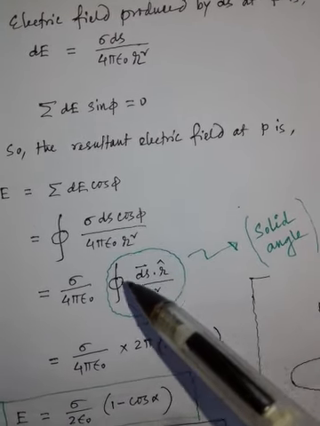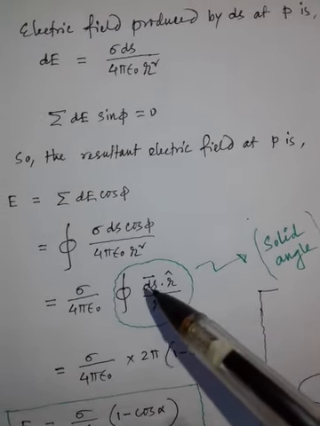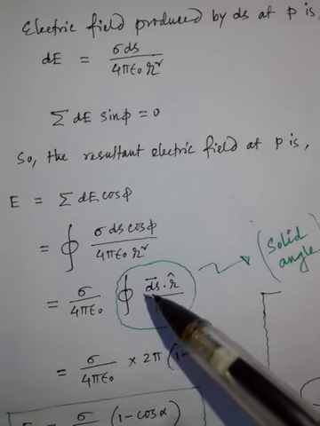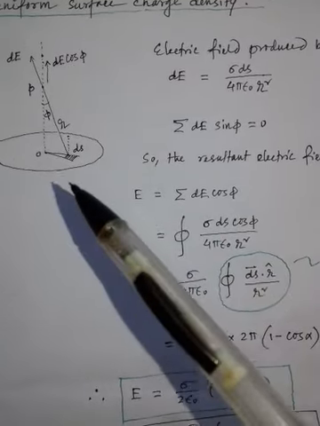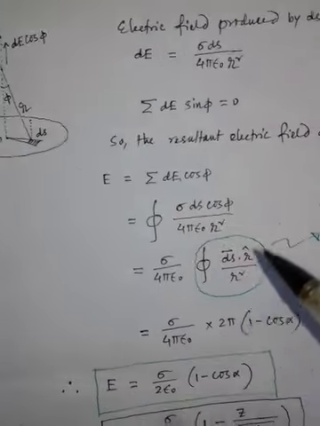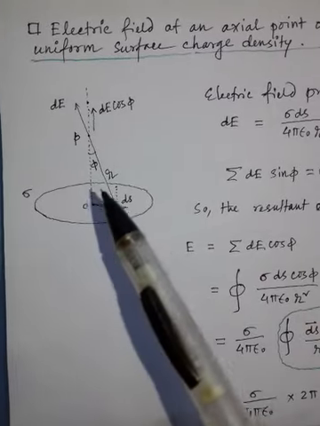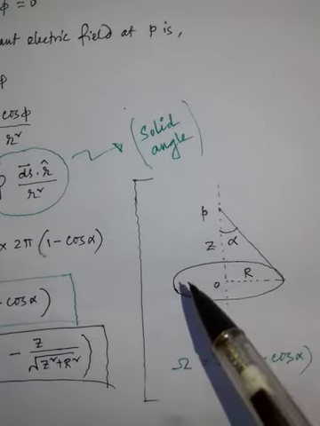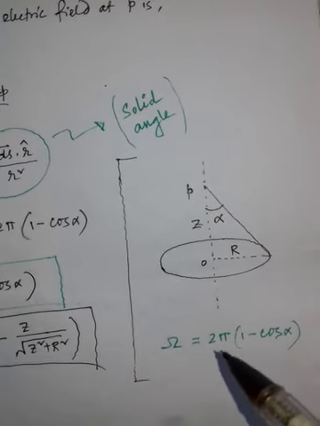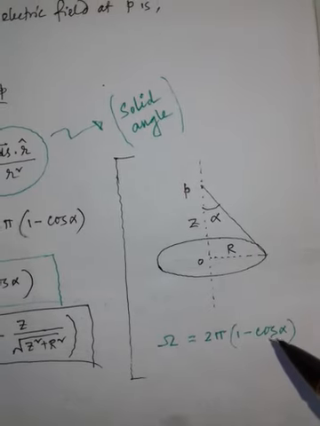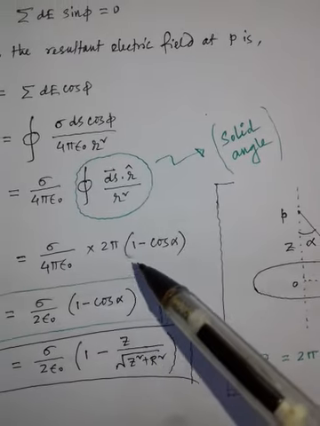But friends, this is nothing but a solid angle expression. We have discussed it in our previous class, and after integration over the limits of the entire disk, we get the solid angle produced by this disk at P. Look at this figure. The solid angle produced by this disk at P would be nothing but omega equal to 2 pi into 1 minus cos alpha.